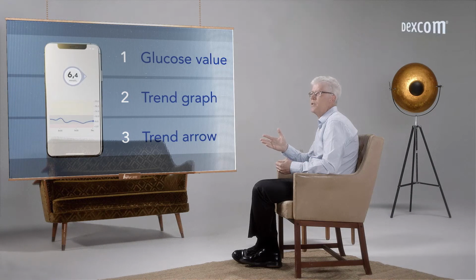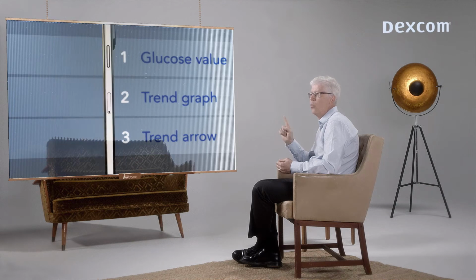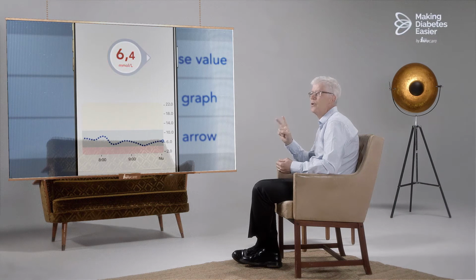With CGM, it's important to take into account all 3 keys for treatment decisions. 1. Glucose value. 2. The trend graph. And 3. The trend arrow.